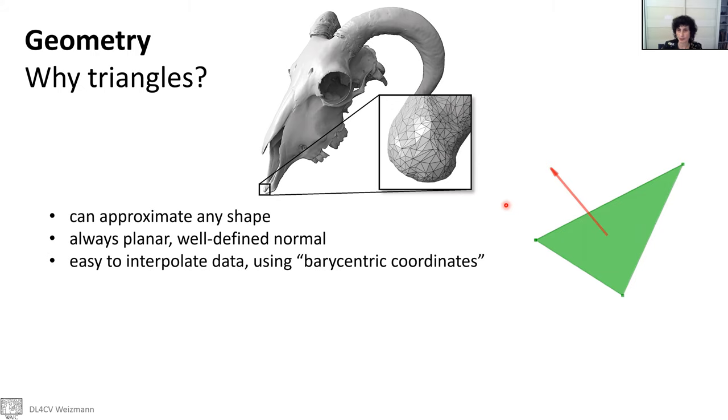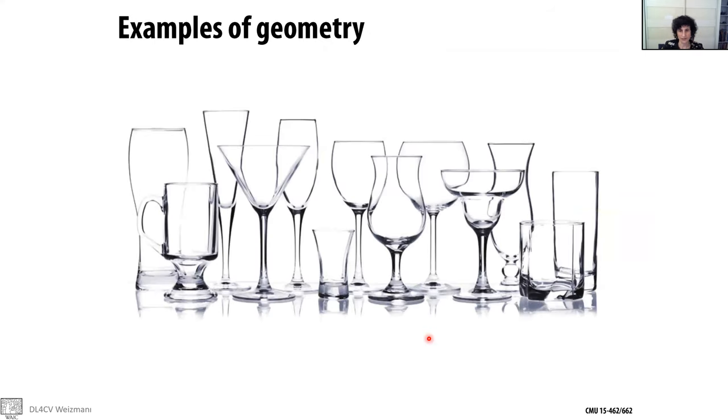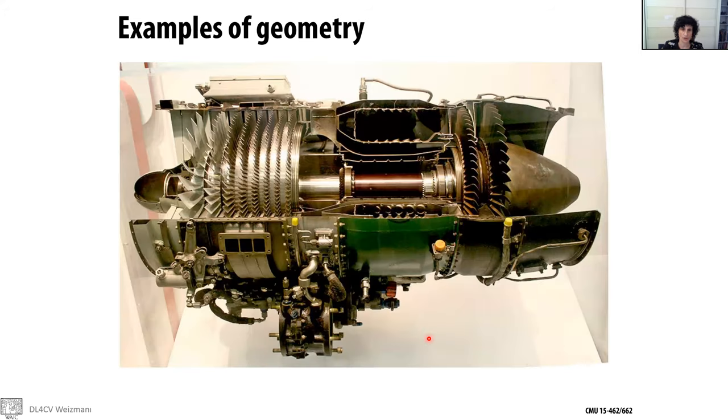Also, it's easy to interpolate data from the corners of the triangle to all the internal points in the triangle using something called barycentric coordinates, and we'll speak about it soon. This is very useful also. Moreover, every element can be described by triangles, even points and lines. And then you can generate an optimized and uniform drawing pipeline, since everything is a triangle and you don't have to make exceptions. Okay, is it clear? Okay. So geometry can vary a lot, from cups of wine to something industrial, to faces, etcetera.